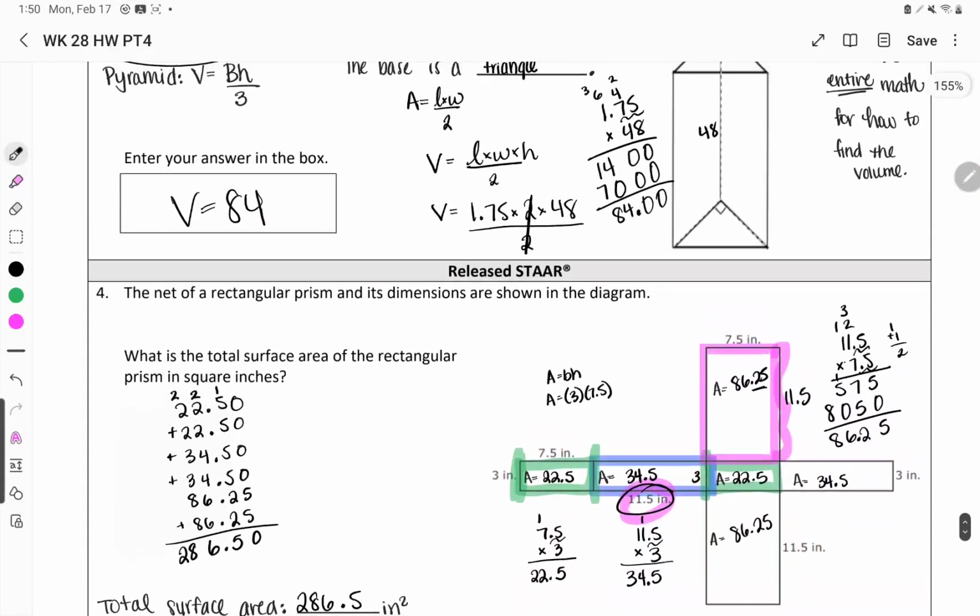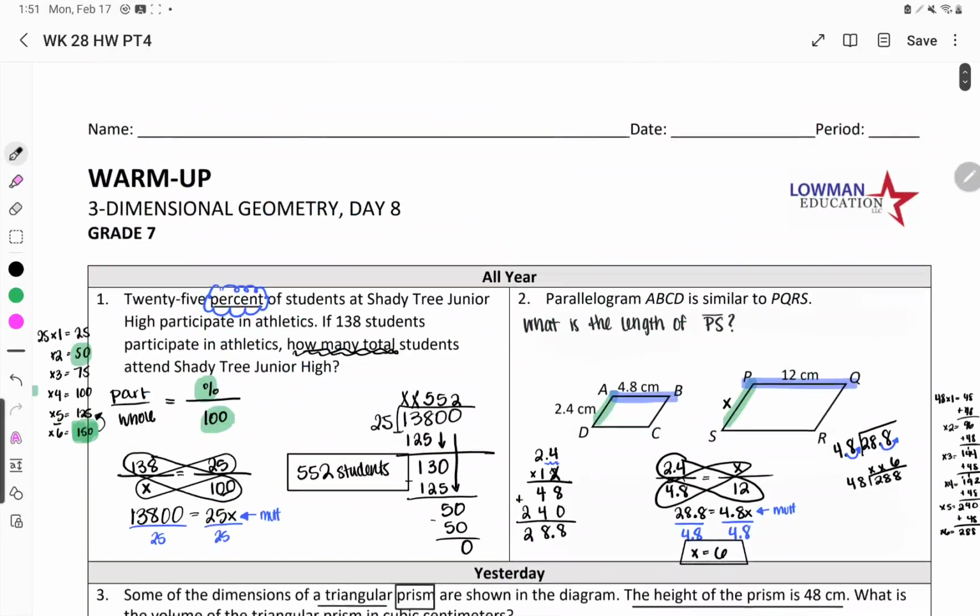All right, so you should have all of the show work and everything that you need to get 100 on this paper.